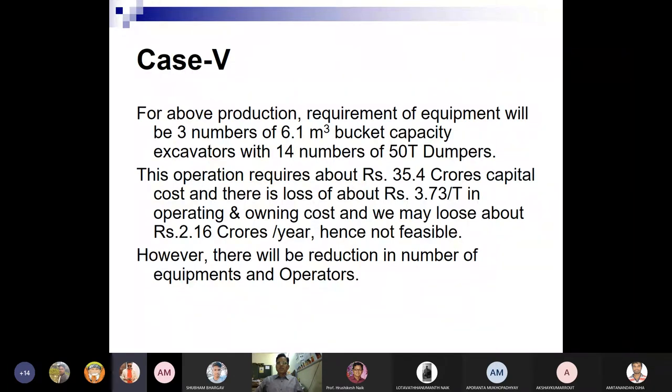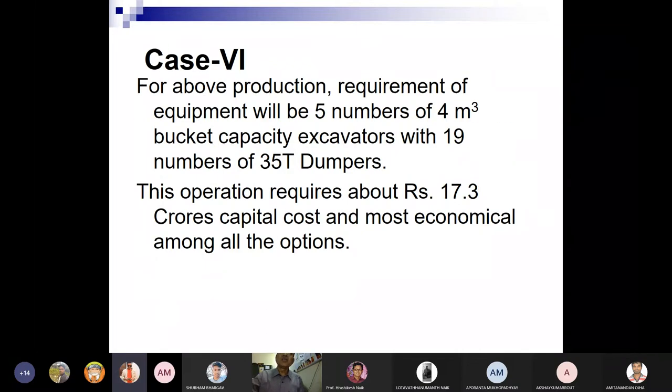Case 5: for the above production, the requirement of equipment will be 3 excavators of 6.1 cubic meter bucket capacity with 14 numbers of 50 ton dumpers. This option requires about rupees 35.4 crores capital cost, and there is a loss of about 3.73 rupees per ton in operating and owning cost, and we may lose about rupees 2.16 crores per year, hence not feasible. However, there will be reduction in number of equipments and operators.